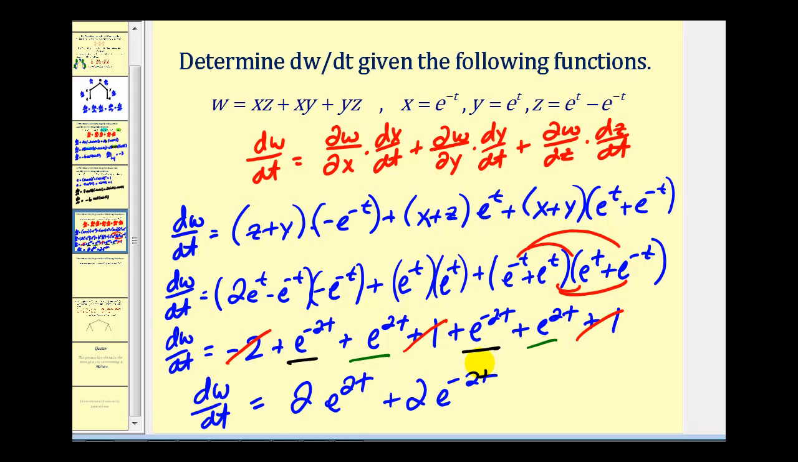And that's all we have time for in this video. In part 2, we'll talk about when x and y and even z are defined in terms of two variables.